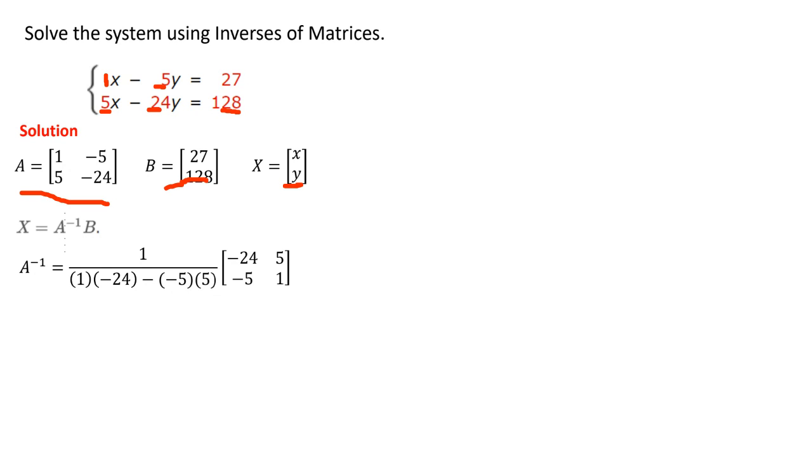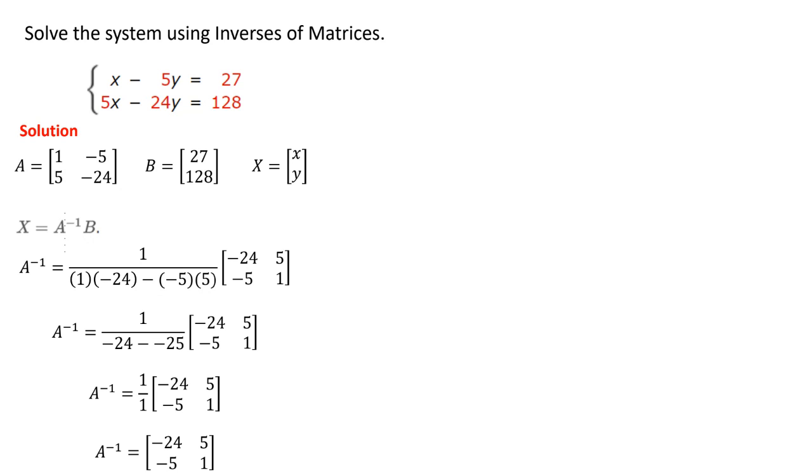Okay. So the first step is we need to know what A inverse is. So I'm choosing to use the formula. So I have 1 divided by A, which is 1, times D, which is -24, minus B, which is -5, times C, which is 5. I'm going to switch my A and the D, and I'm going to change the signs for B and C. Okay, so we simplify. We get negative 24 minus negative 25. Simplify some more. So we get 1 divided by 1. And so our inverse is going to be 24, negative 24, 5, negative 5, and 1. So this is our inverse.